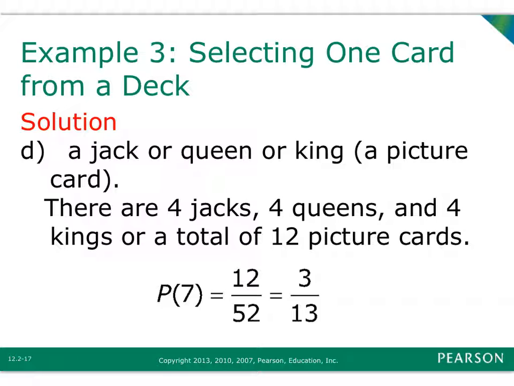So now if we select one card from a deck, we want to know the probability that it is a face card. Since there are 4 jacks, 4 queens, 4 kings, or a total of 12 picture cards, we have the probability of a face card is equal to 12 over 52, which is 3 over 13.